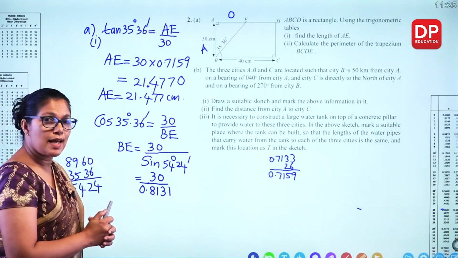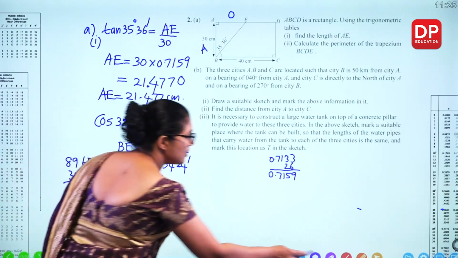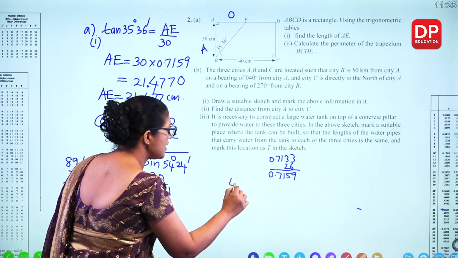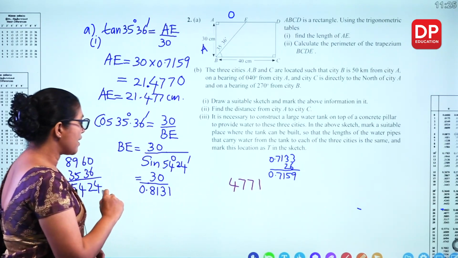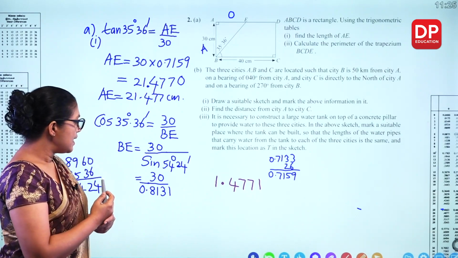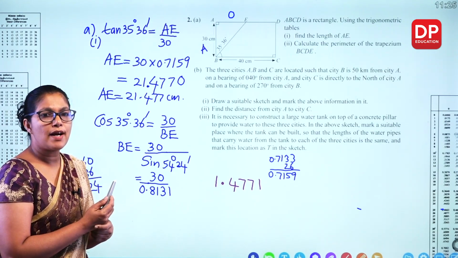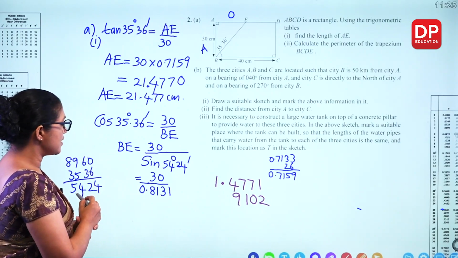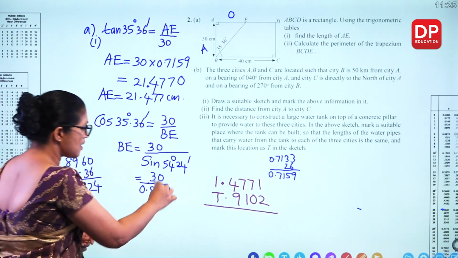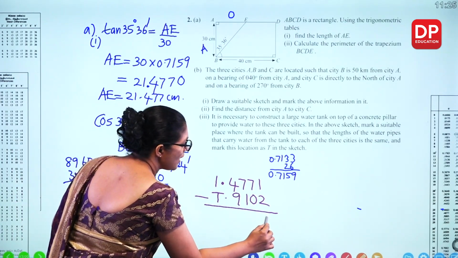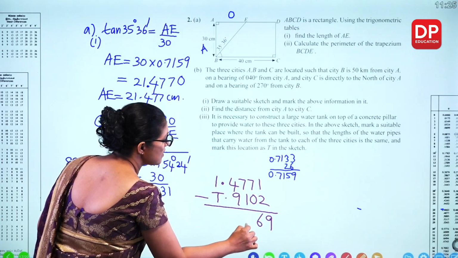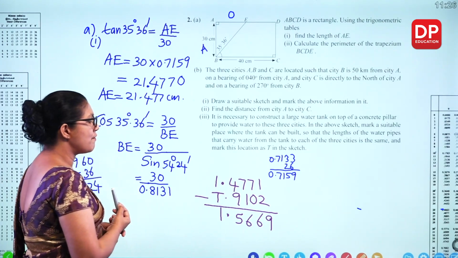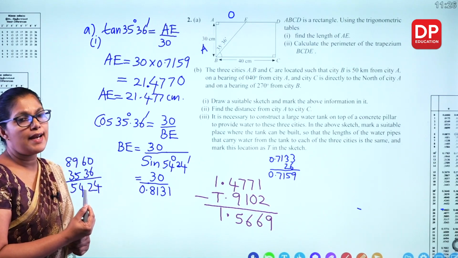Now refer log tables and find out the answer here. So we'll do it here. 30, 0. Look at the log table and find out the answer. 4771. The characteristic is 1. Then 81, 31. What's 81, 31? 9102. What's the characteristic there? Bar 1. Now what you have to do? Subtract, because this is division. So you get 9, 6, 6, 5, and here you get 1. Now refer anti-log value for 5669 and find out the answer.